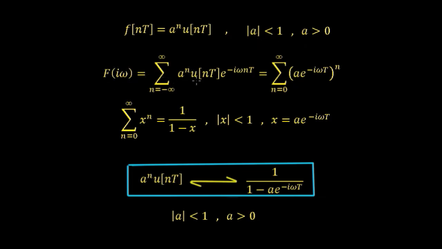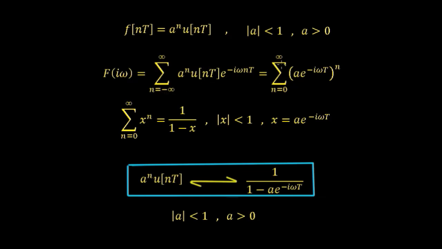So we work out the discrete time Fourier transform of our function. We multiply it by e to the minus iωnT, from n equals minus infinity to infinity. But this function here is equal to 1 whenever n is greater than 0.